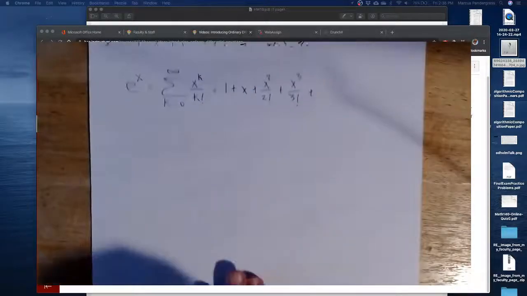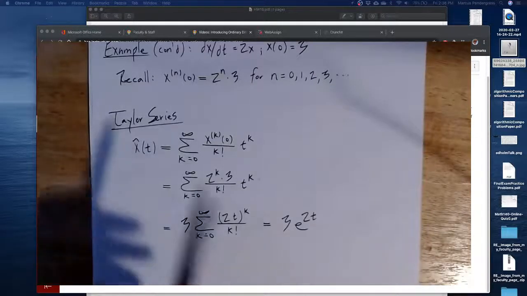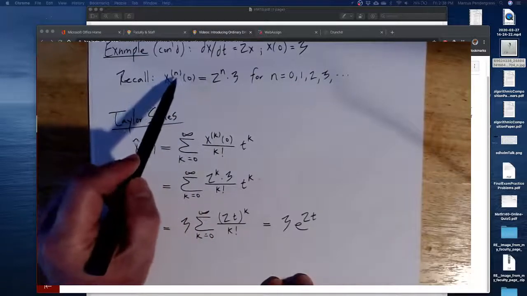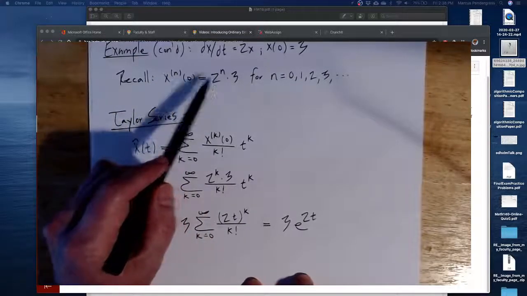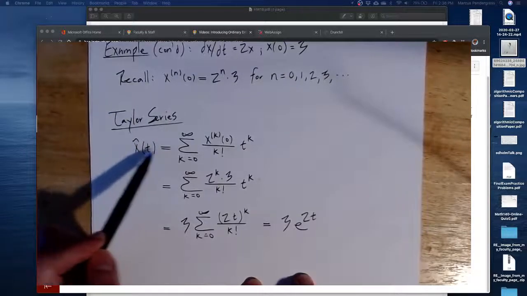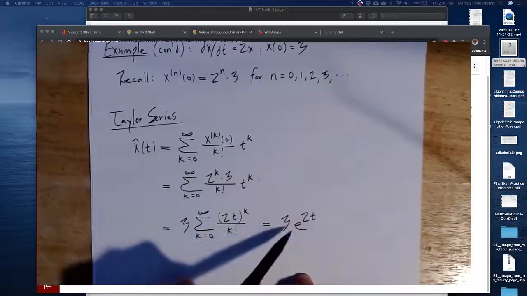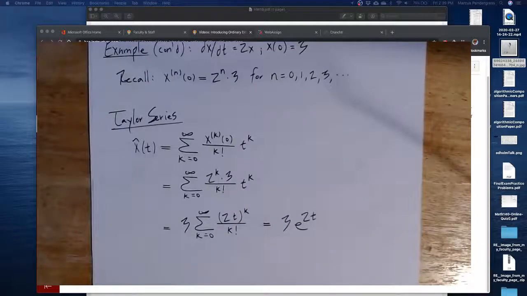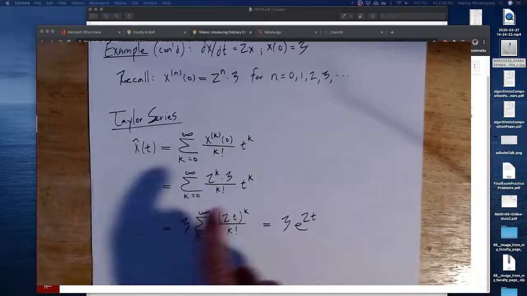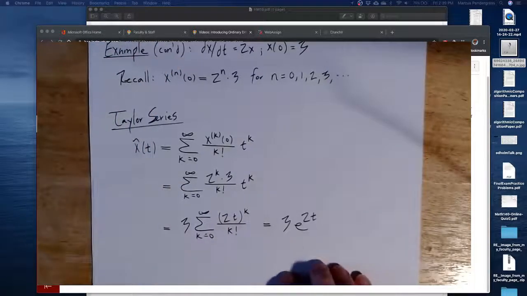So yeah, based on our work in finding out what the nth derivative at 0 was for the solution, we then use that information to create a Taylor series. And we're able to find that the Taylor series for the solution is 3 times e to the 2t. Now, again, because the Taylor series sometimes fails to converge to the function you want it to, it's always a good idea to check these solutions and make sure they actually satisfy the initial value problem.